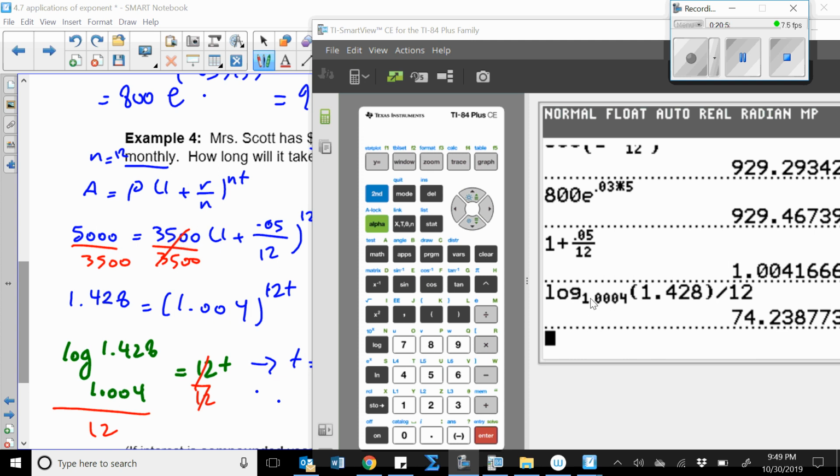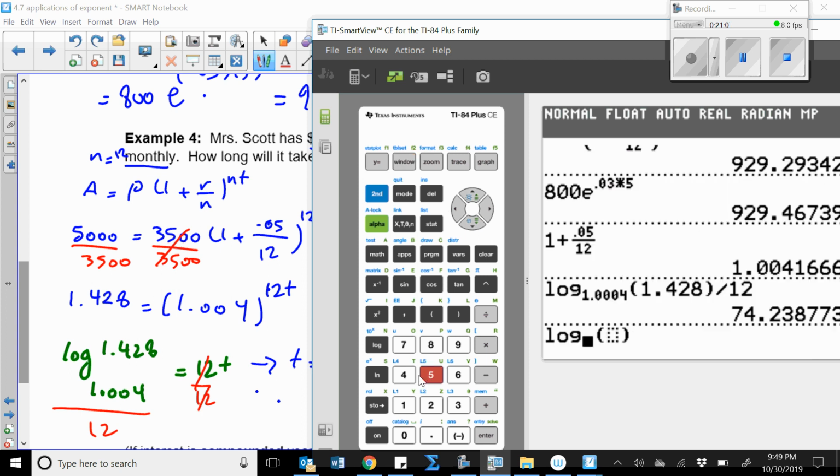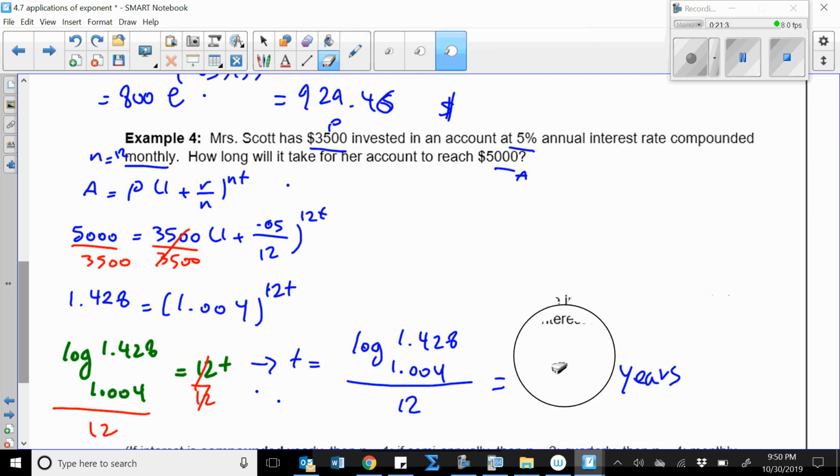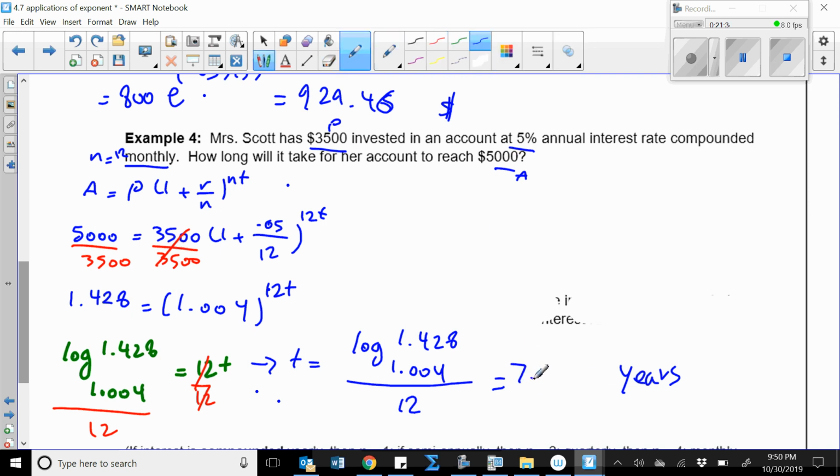Actually, I made a mistake here. This base here was 1.004. I had added one more zero here, so I'm going to do it again for you. So alpha window 5, base is 1.004, and here we have 1.428. This should be divided by 12 and it's equal to 7.43. So it's actually 7.43 years.